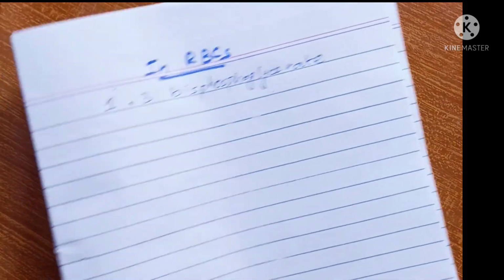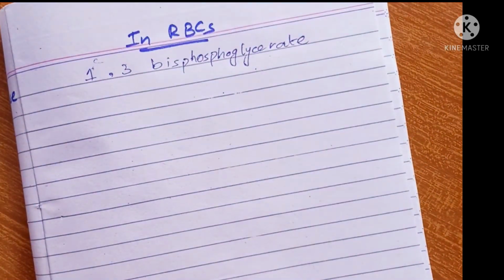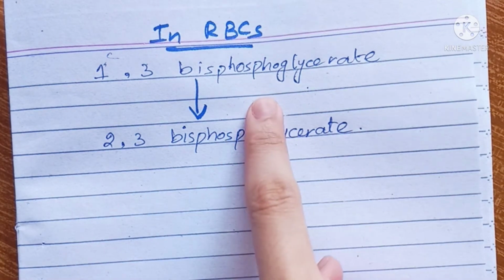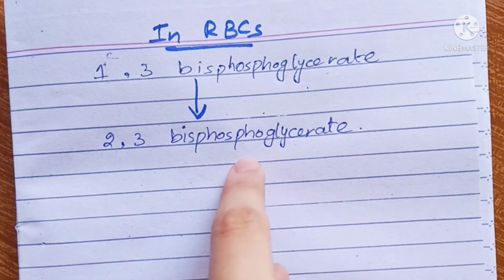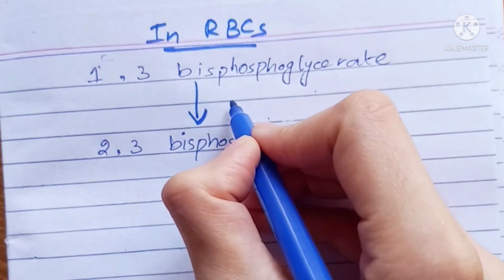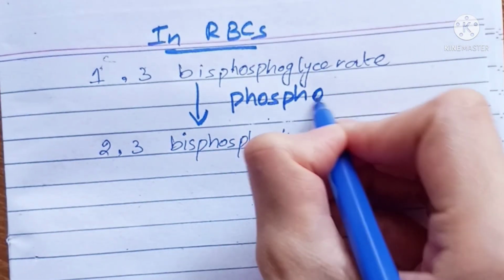So the next thing about this reaction is that in RBCs, this 1,3-bisphosphoglycerate, which is the product of this reaction, is converted into 2,3-bisphosphoglycerate by using the enzyme mutase. Why is enzyme mutase used here? As I told you in the start of the video, whenever there is a shift in the position of a functional group, enzyme mutase is used. And here you can see that initially phosphate is present at carbon number 1 and now phosphate is present at carbon number 2. So there is a shift of functional group, so the enzyme mutase is used here. And as this is phosphoglycerate, the enzyme phosphoglycerate mutase is used.